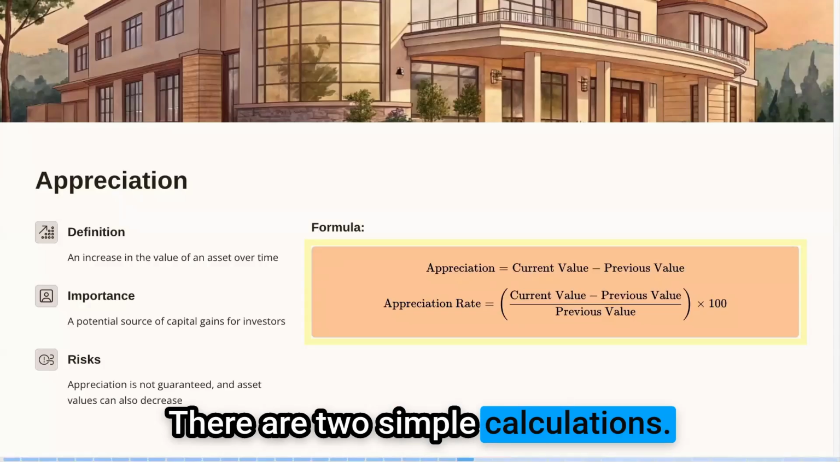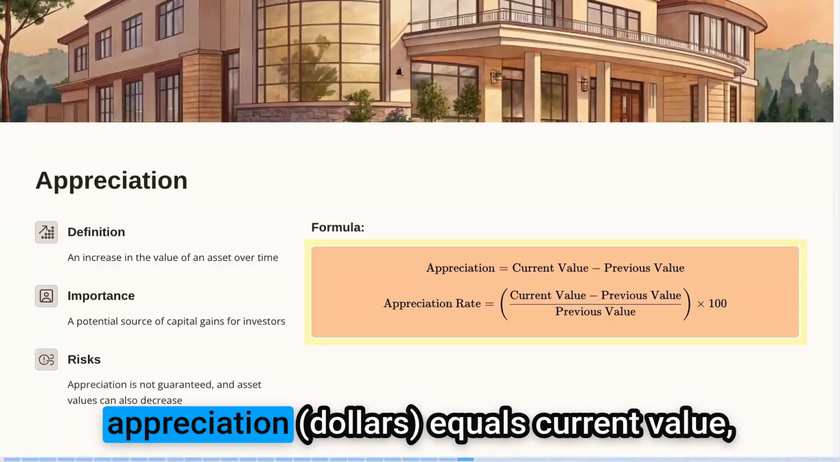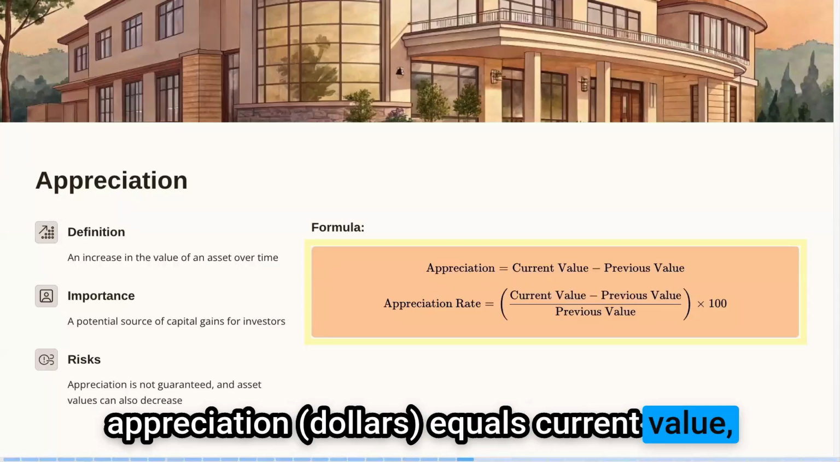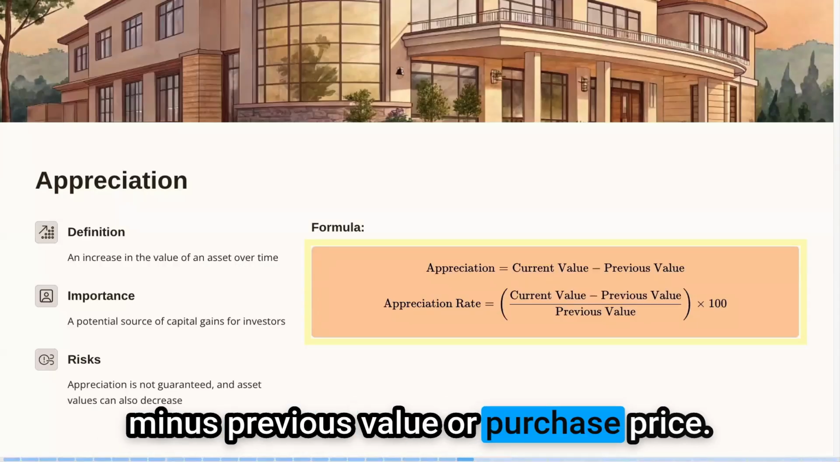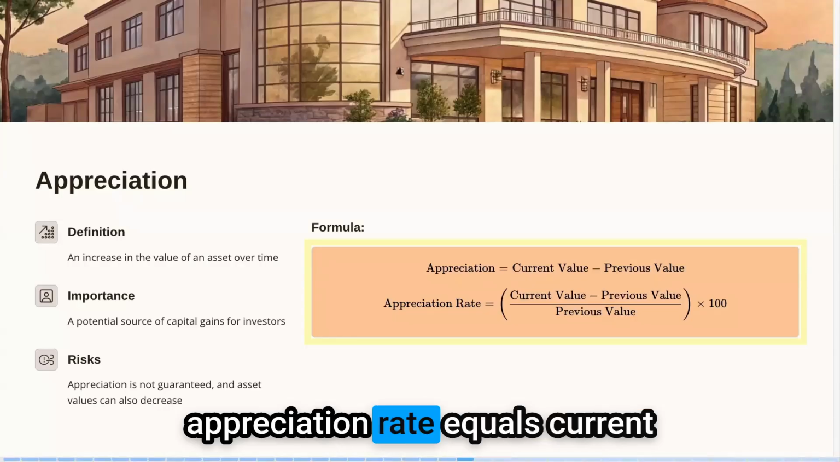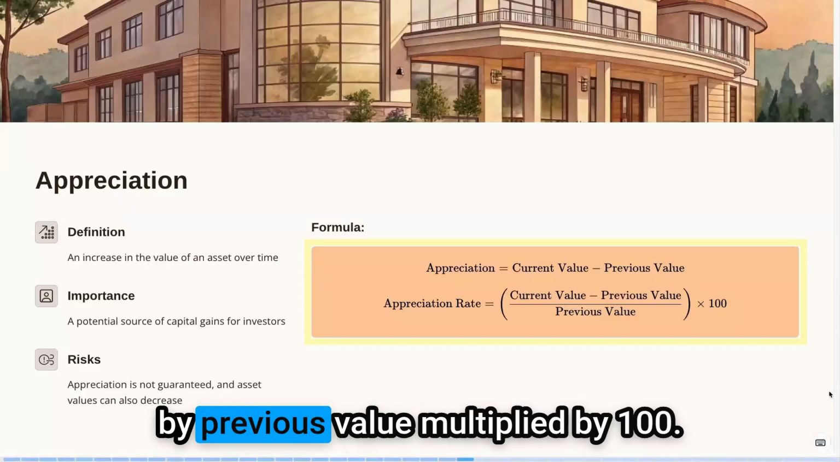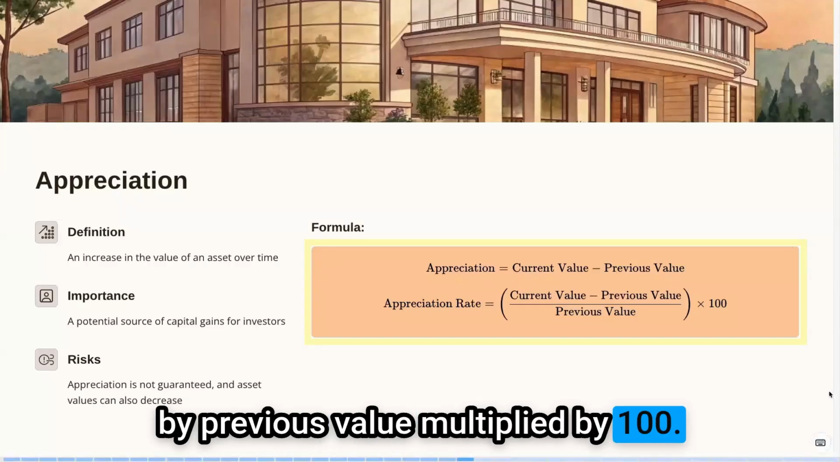There are two simple calculations. Absolute appreciation in dollar terms: appreciation dollars equals current value minus previous value or purchase price. Appreciation rate as a percentage: appreciation rate equals current value minus previous value, divided by previous value, multiplied by 100.